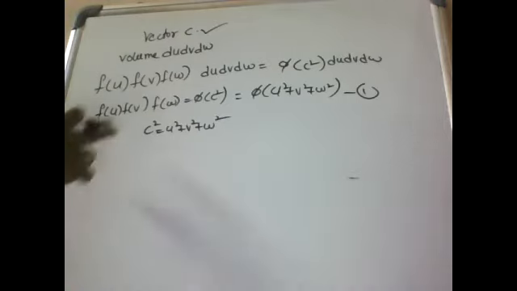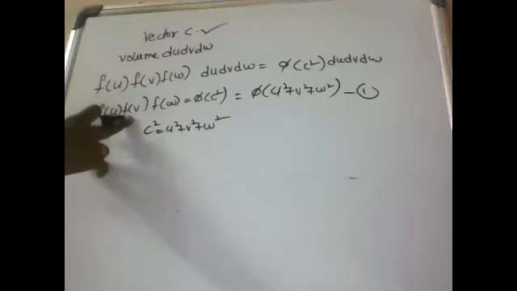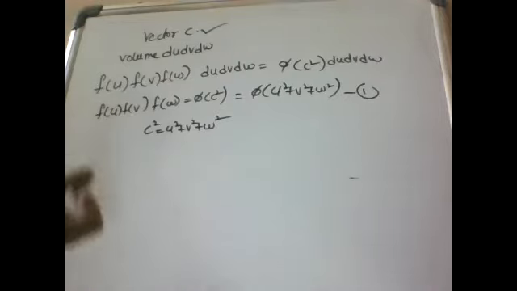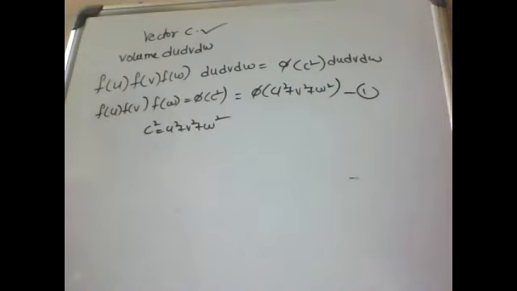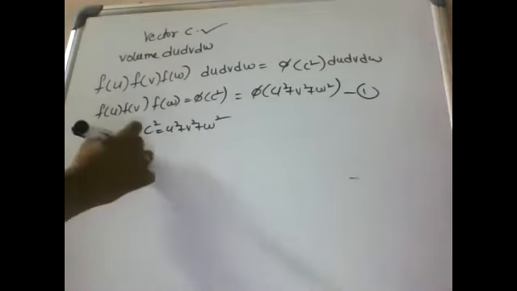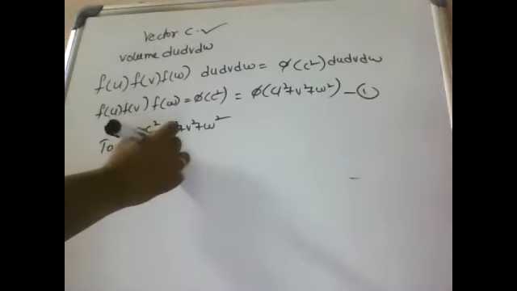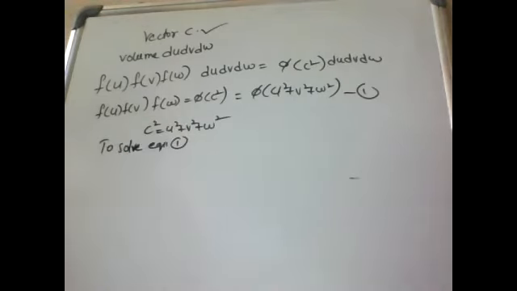Next, how do we solve this equation? We have to simplify it because we want to derive the Maxwell distribution equation. For that we have to simplify this equation. How do we simplify it? By solving equation 1.